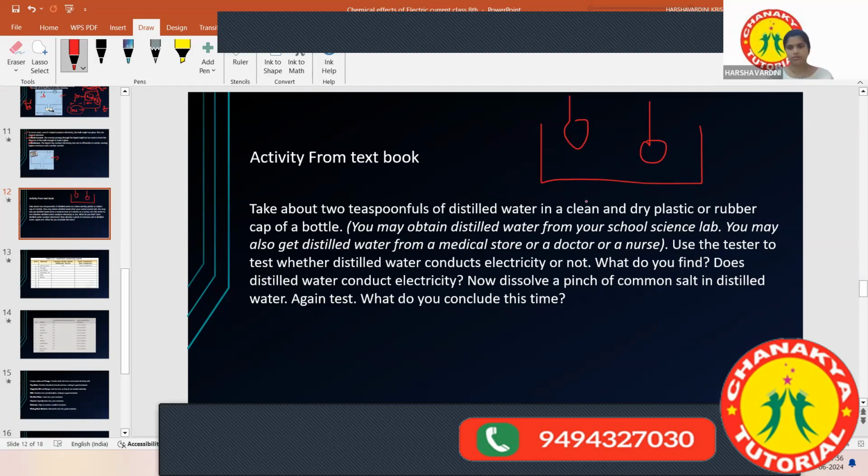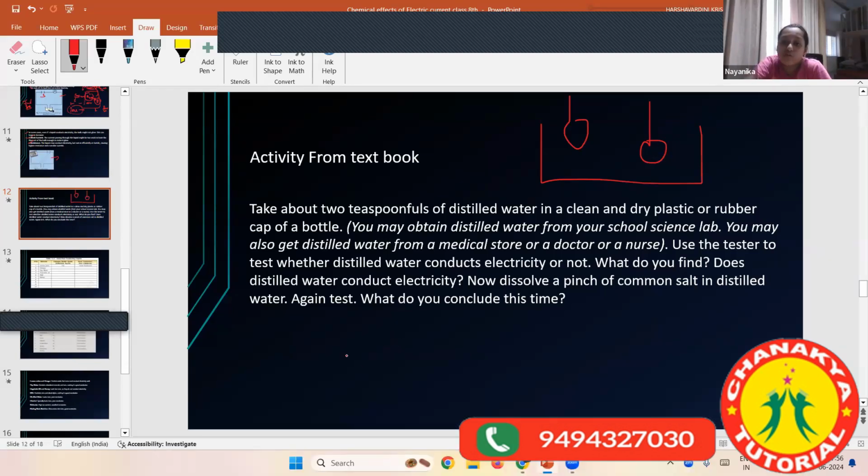How will you do this? Can anybody explain the circuit diagram for the same? Ma'am, there will be a bowl of distilled water, 2 tablespoons of distilled water, and then you put 2 loose wires into that bowl of water and connect it to a light bulb and a battery. If the bulb lights up, then the distilled water is a conductor, but it will not light up as distilled water is not a conductor. And that's all.